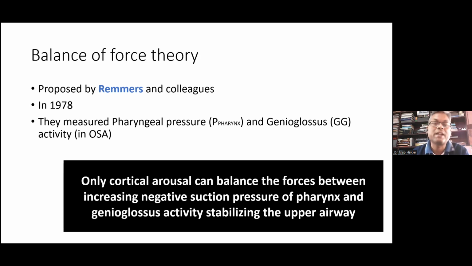This arousal gives extra drive, an extra engine, to the upper airway dilator muscle, which gives more tone so that it can prevent the upper airway collapse. So according to them, only cortical arousal can balance the forces between the increasing negative suction pressure of the pharynx and genioglossus activity in stabilizing the upper airway. That means, according to them, a cortical arousal is necessary to terminate the obstructive event during sleep in OSA.